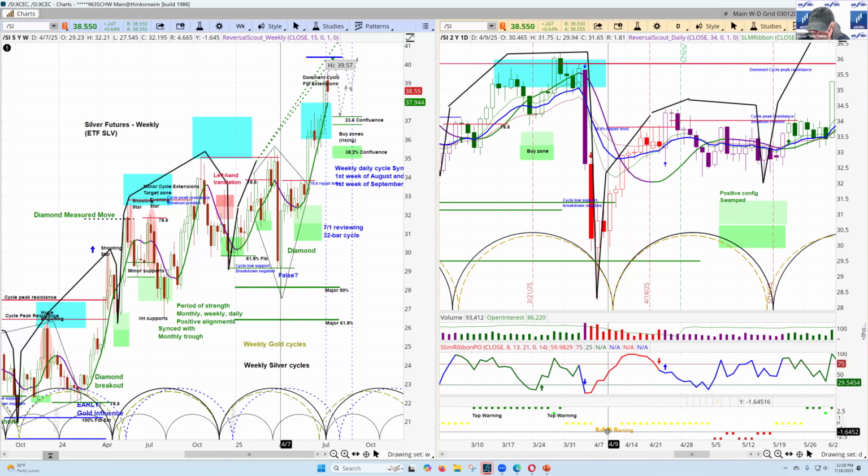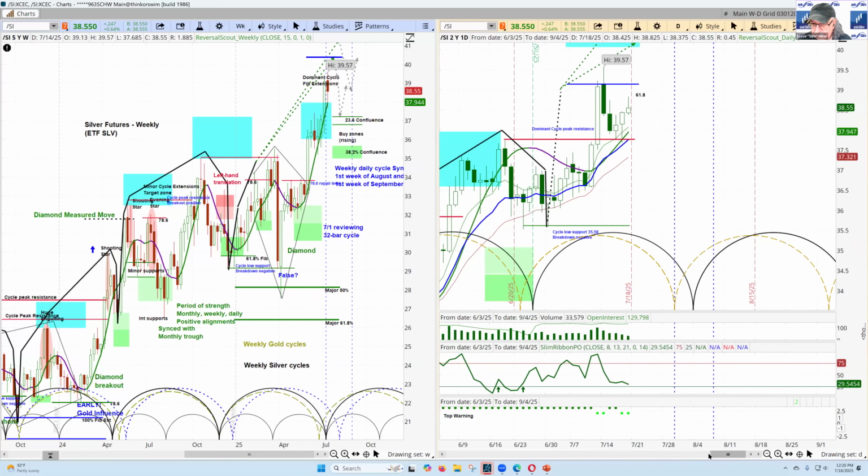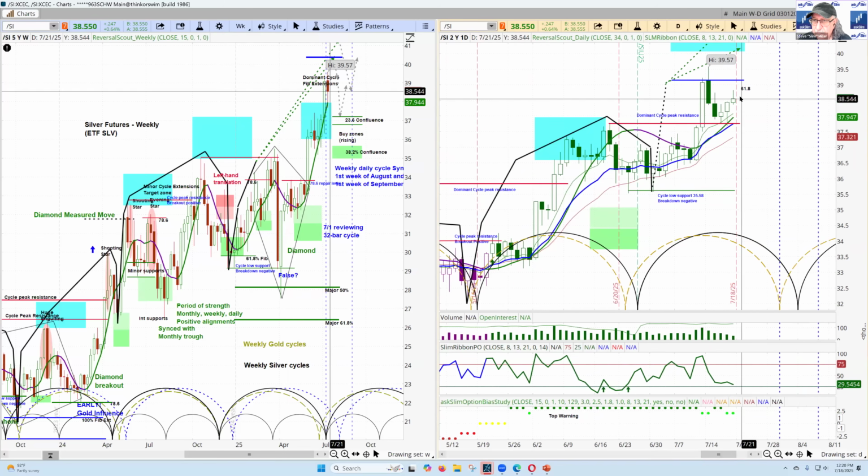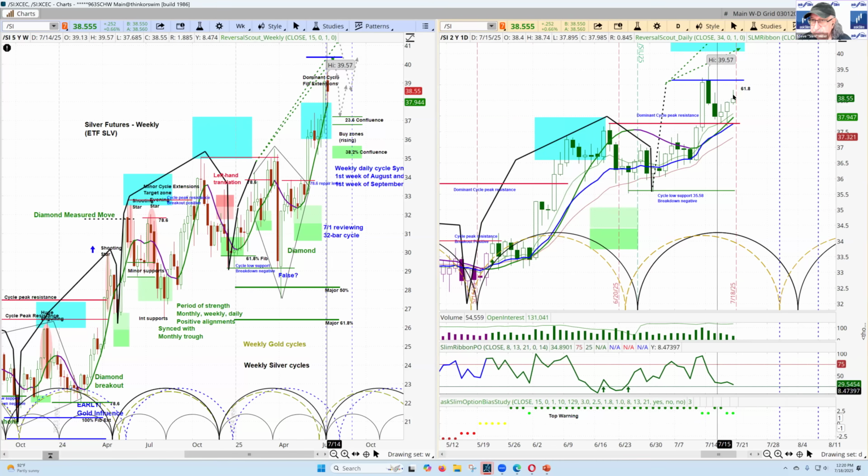And then we got these two orange warnings right over here, four of them actually, which said bottom warning. So the OBI is a fantastic indicator. And again, that's for our level 4 members. That tells us right now everything in here still looks positive.